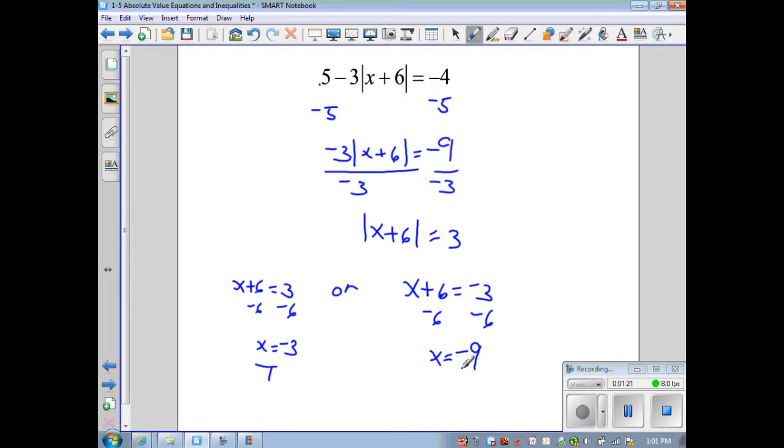Negative 9. Negative 9 plus 6 is negative 3. The absolute value of negative 3 is going to give me 3. 3 times negative 3 is negative 9, plus 5 is negative 4. Therefore, both solutions are true.